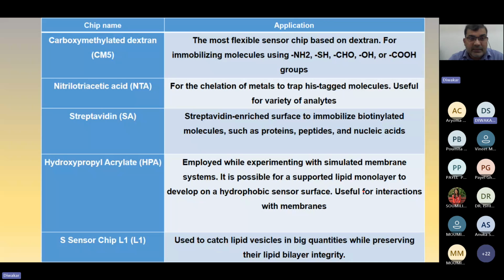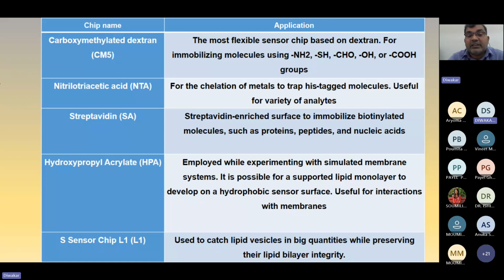Different types of chips are used for the different types of interactions. CM5 chips are used for the interaction analysis when immobilized by using the functional groups of the ligands, like amino group, SH group, aldehyde group, hydroxyl group, and carboxyl groups in the interacting partners. Ligand immobilization is a key process because not all ligand molecules are easily immobilized over the surface. That's why chip selection is a crucial process for the SPR analysis.